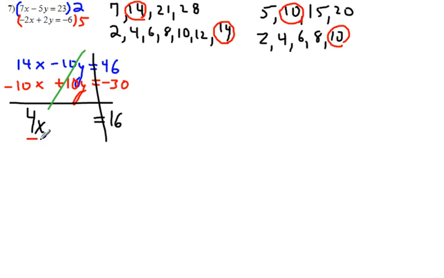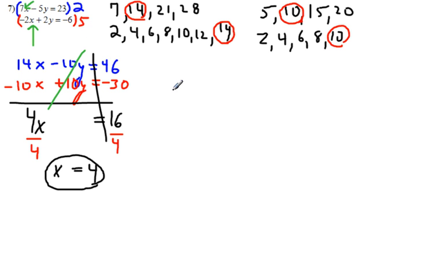4 times what number makes 16? Well, we divide to find out. Divide both, we get x is equal to 4. What now? We need to find y. We need to take that x equals 4 and place it anywhere you saw an x. You can put it right here for x, or you can put it up here. I would choose the second equation, a little bit smaller number.